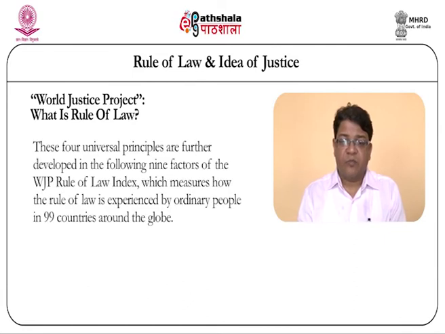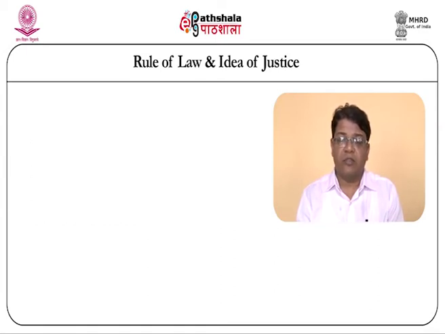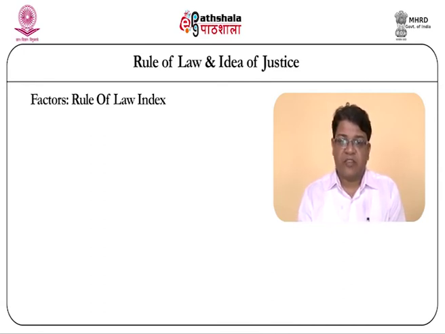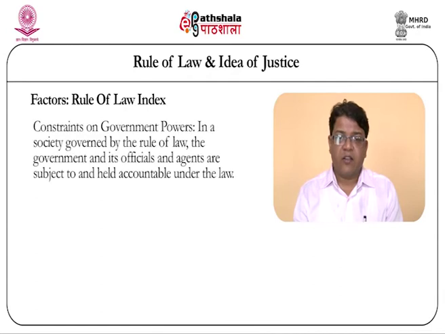These 4 universal principles are further developed in the following 9 factors of the Rule of Law Index, which measures how the rule of law is experienced by ordinary people in 99 countries around the world. This Rule of Law Index has been developed by the World Justice Project. Let us look at those factors of the Rule of Law Index. There are 9 factors. The first is constraints on government powers.